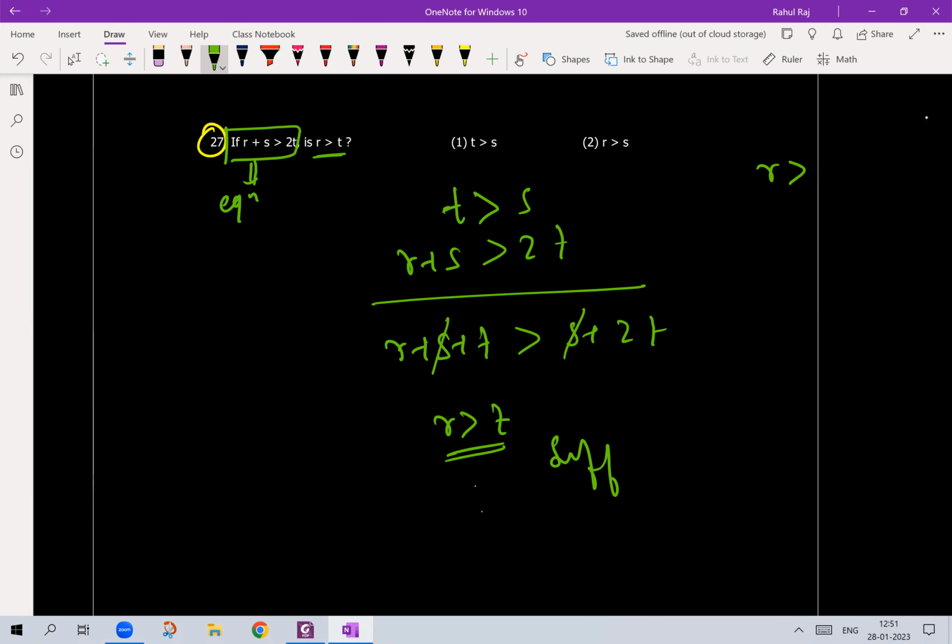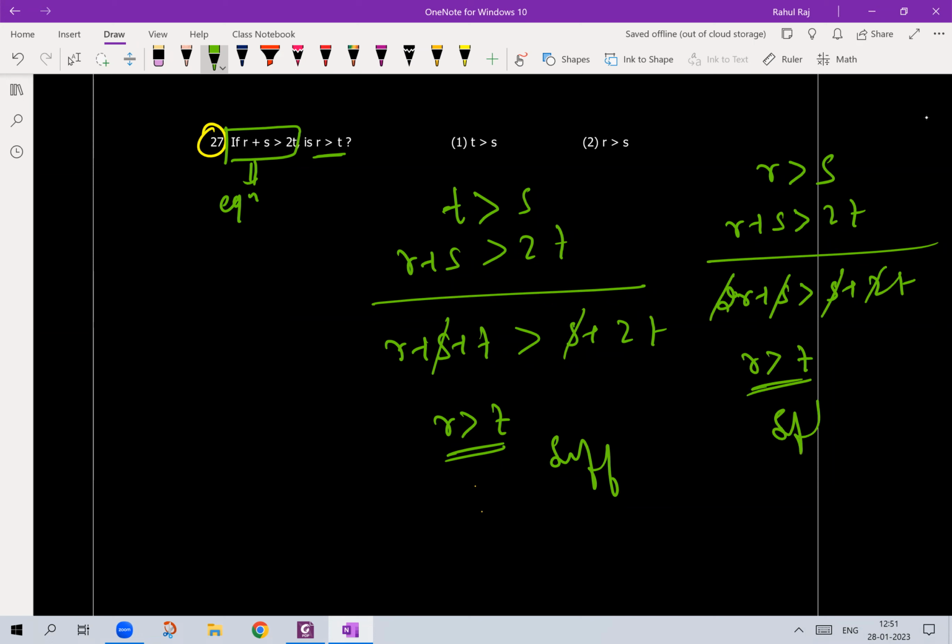Second, statement R greater than S. What is the information given to me? R plus S is greater than 2T. Just add: 2R plus S greater than S plus 2T. S's cancel out, 2 cancels out, R greater than T. Sufficient. This should not take you more than 20 seconds. And you can 100% believe in this logic. This is proper logic I'm telling you. This is not just my observation. This is how it should be solved.